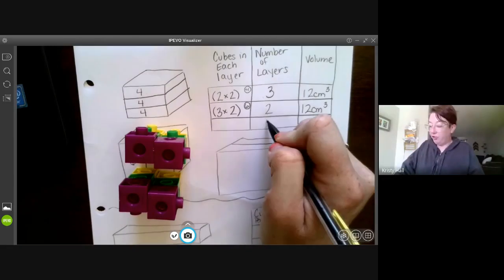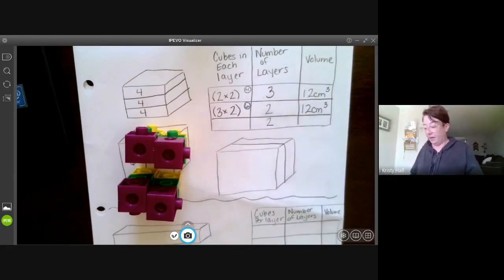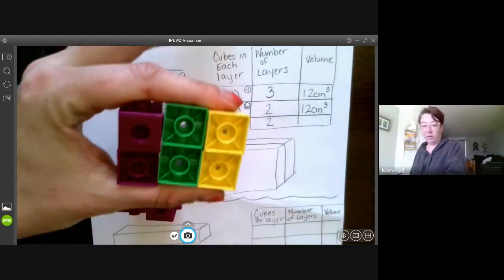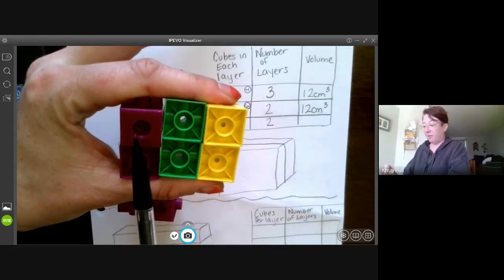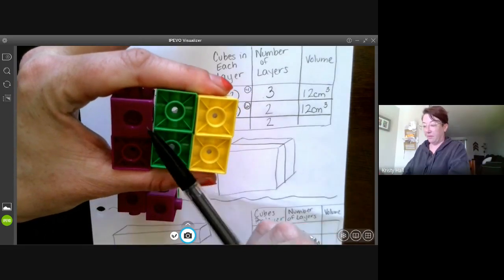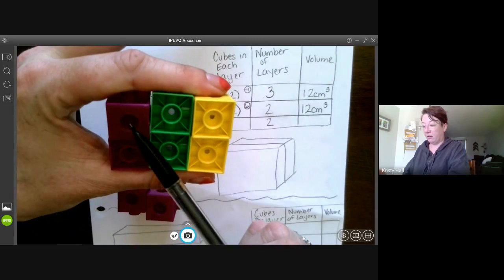So I know that I have 2 layers here. And I want to look at how many blocks are in each layer. So pull this up so you can see. I'm going to count my rows and how many rows there are, like an area, using an area formula.